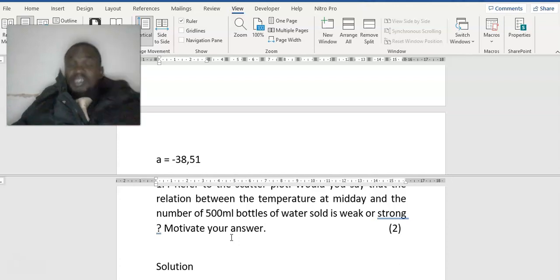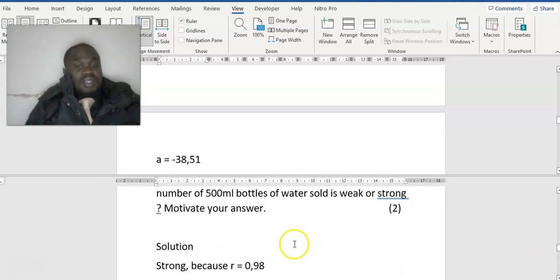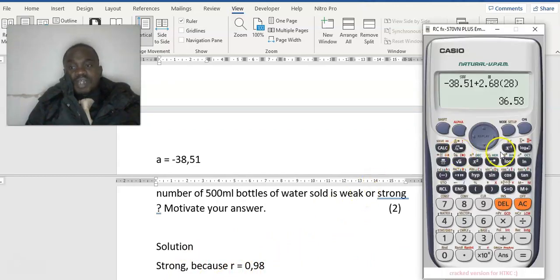and if it is more than around 0,9 something, we say it's strong. So if it is close to 0, we say it's weak. When it's close to 0,5, we say it's moderate. When it is close to 1, that is around 0,9, 0,8, we say it's strong. So here we are going to use the correlation coefficient to answer that one. The question is, how do you determine R, the correlation coefficient? It is also on the calculator.